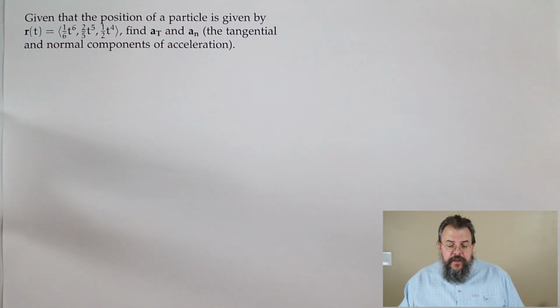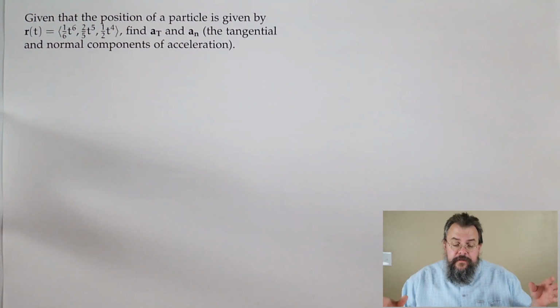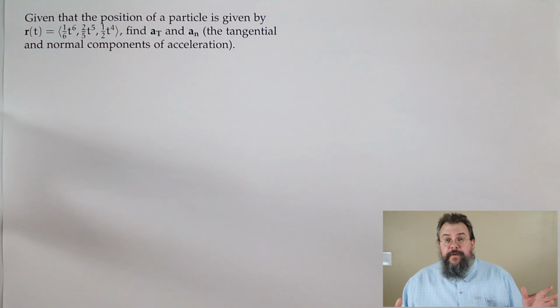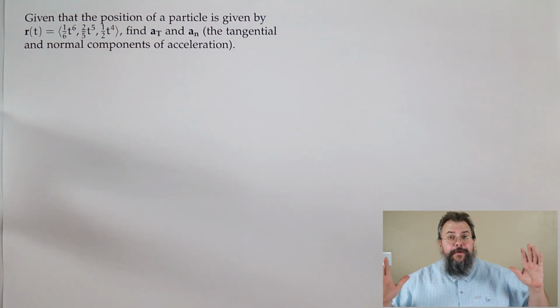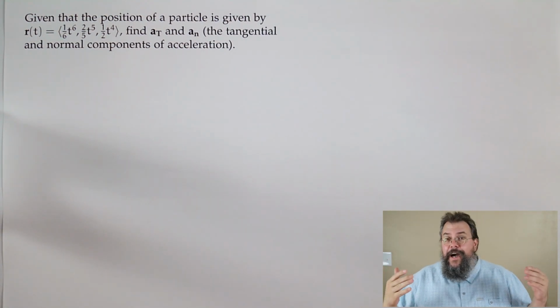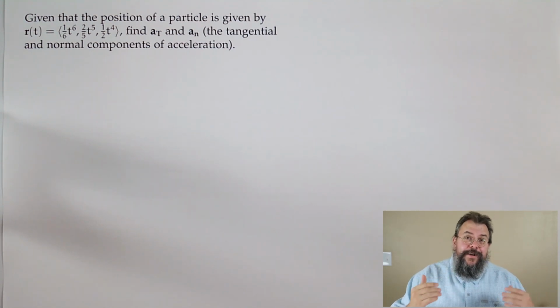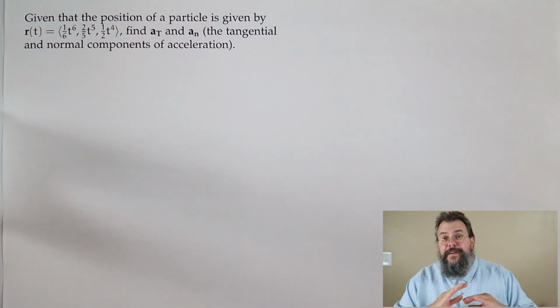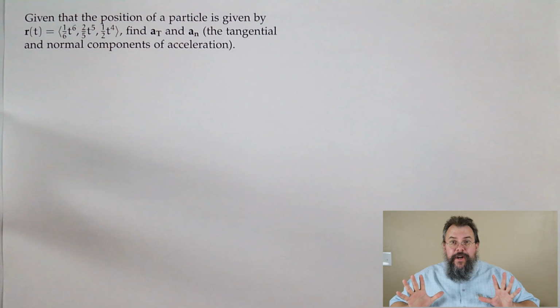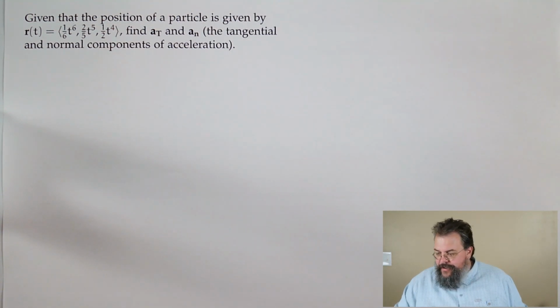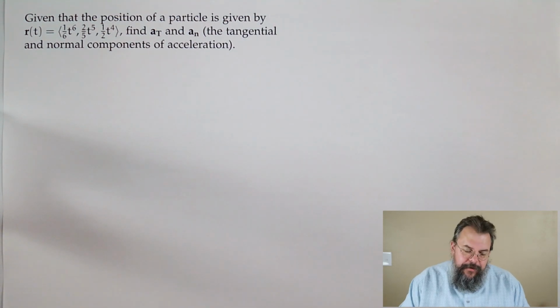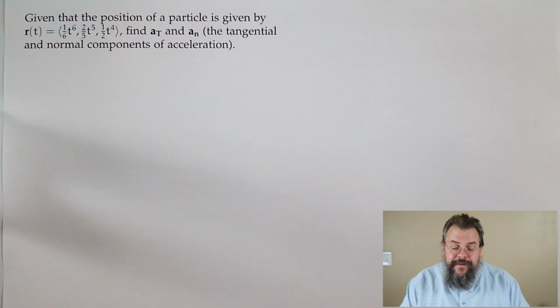Given that the position of a particle is given by this r of t, find a sub t and a sub n. In the interest of sanity, I think we can now say, look, we know the two methods both work. I think that probably by now we're leaning towards algebraic. Let's do this one all algebraic. We're going all in for algebraic. We're shoving our calculus chips forward, and we're going all in. All right. Well, let's see what happens.